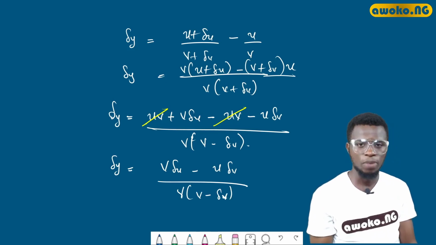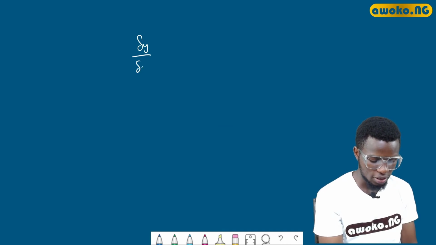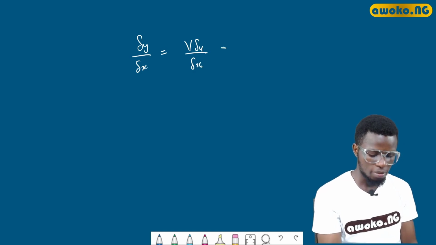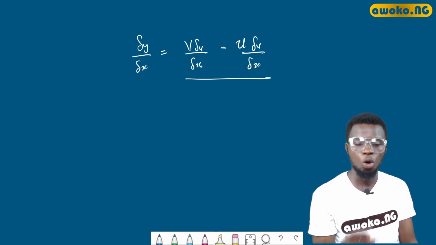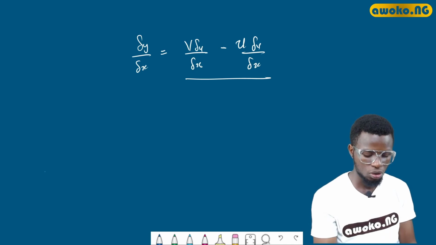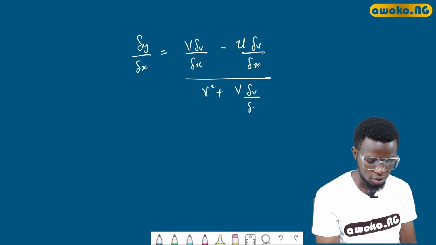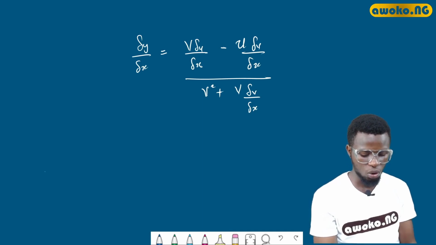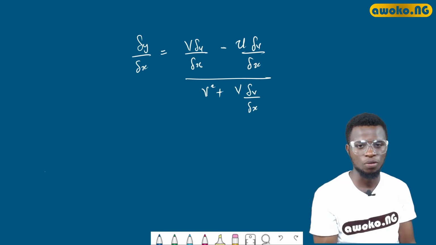Okay, now dividing through by dx, it will give us dy over dx equals v du over dx minus u dv over dx, then all over, if we decide to open the bracket in the denominator, v squared plus v dv over dx. Now this is what we have, and dividing through by dx gave us access to looking for the limits of the left hand side.